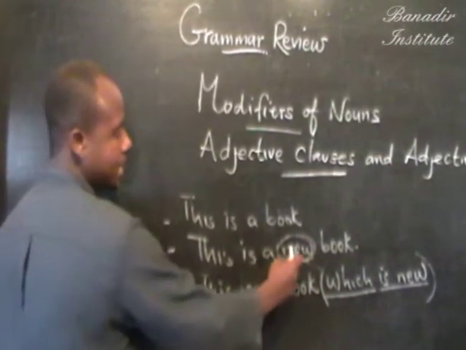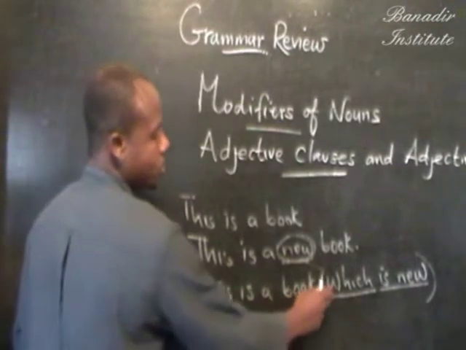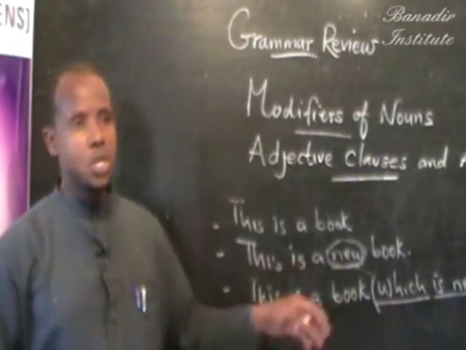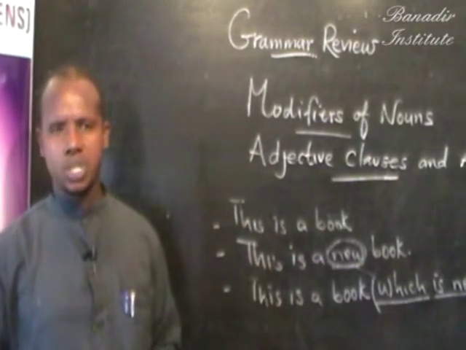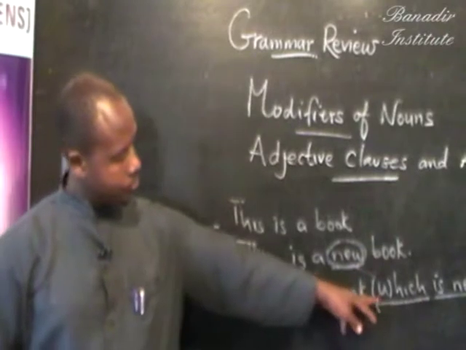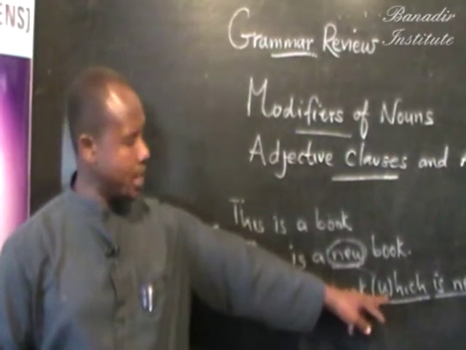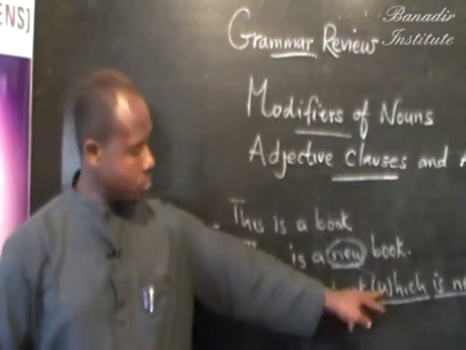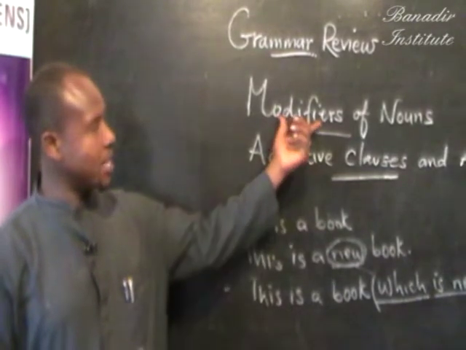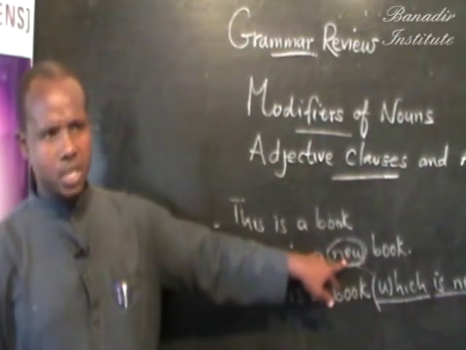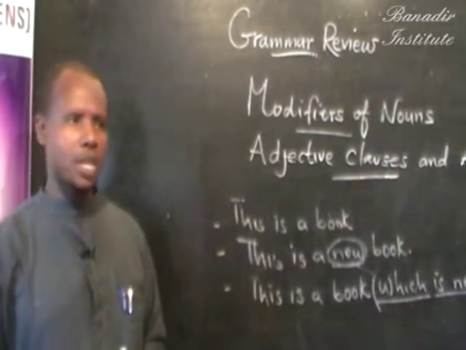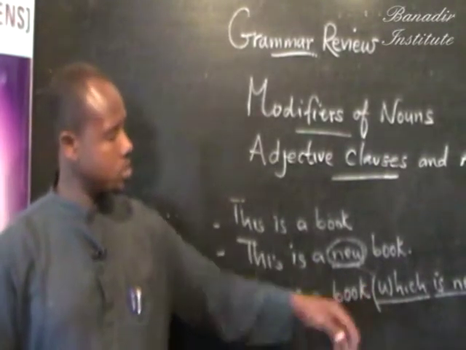So when I say this is a new book, and if I say this is a book which is new, it has the same meaning. I have used one word, new, and then a group of words that shows that the book is new. This relative pronoun which, with the antecedent book, shows that this book is new. The adjective clause is which is new.